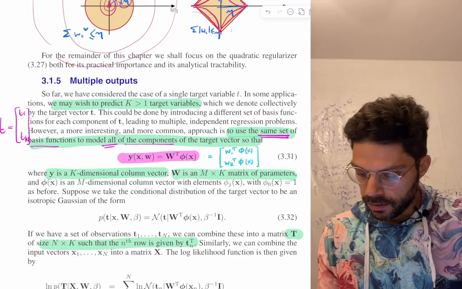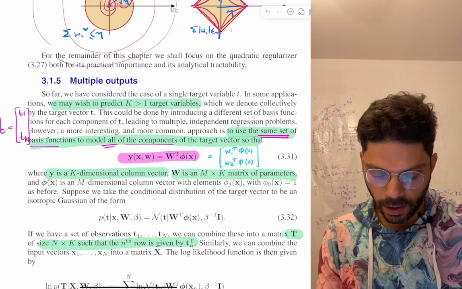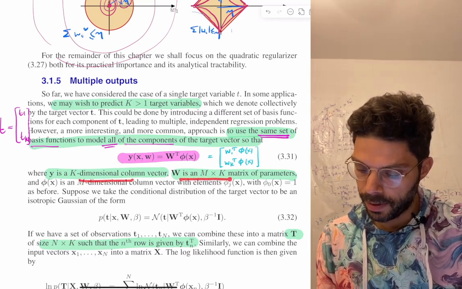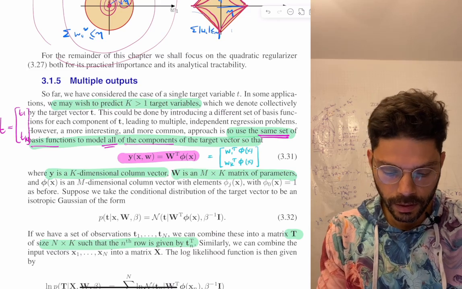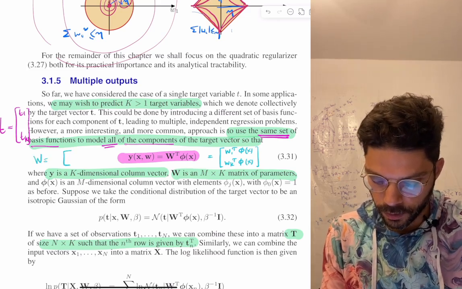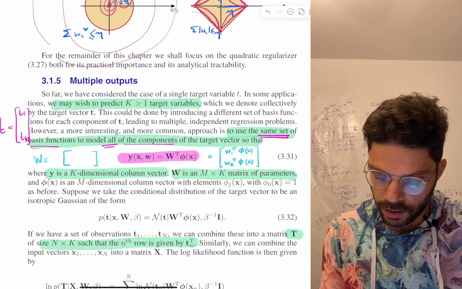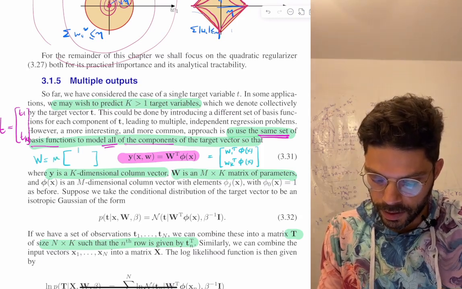Okay, and I might write this at some point. Yeah, so let's just make sure. So y is a k-dimensional column vector. W is an m by k matrix of parameters. So W has k columns, so this is m by k.